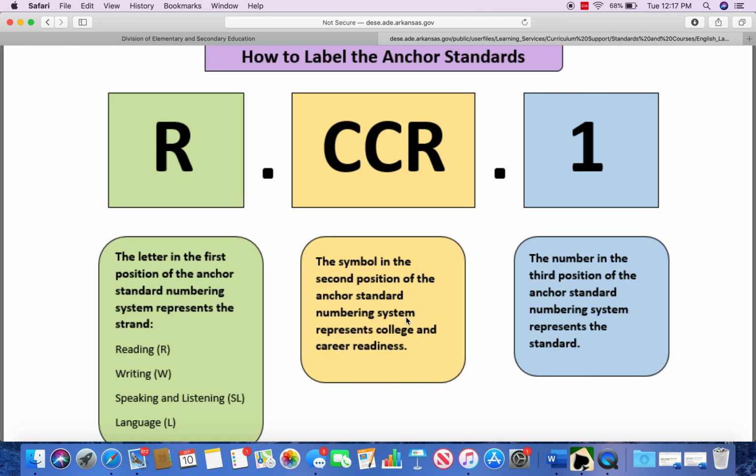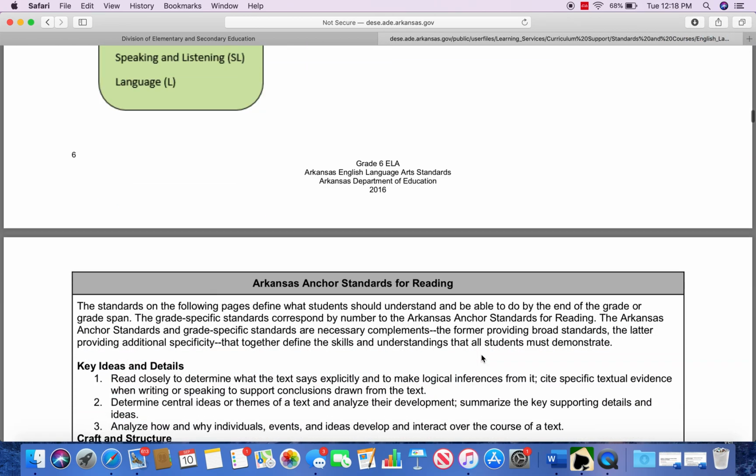Okay, this one is reading. This represents college and career readiness. Even in elementary, we need to be focused on preparing the students for college and career readiness. So anytime you see CCR, that means college and career readiness. And then, of course, number 1 is the number of the standard.